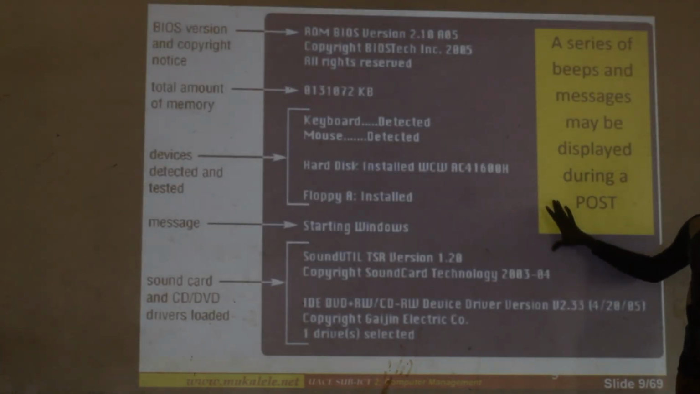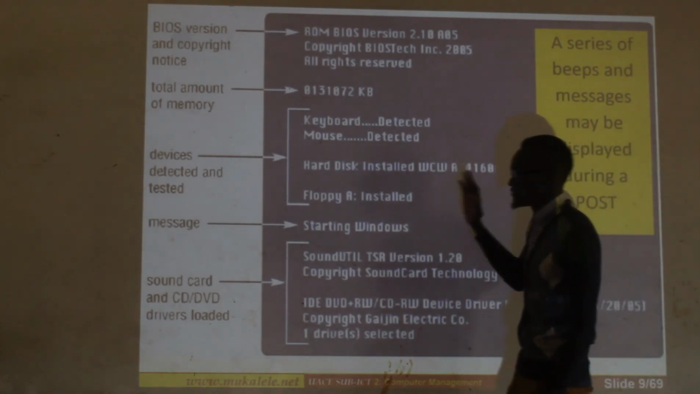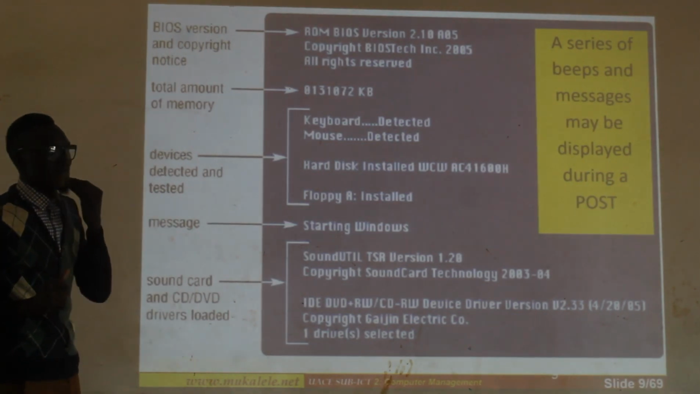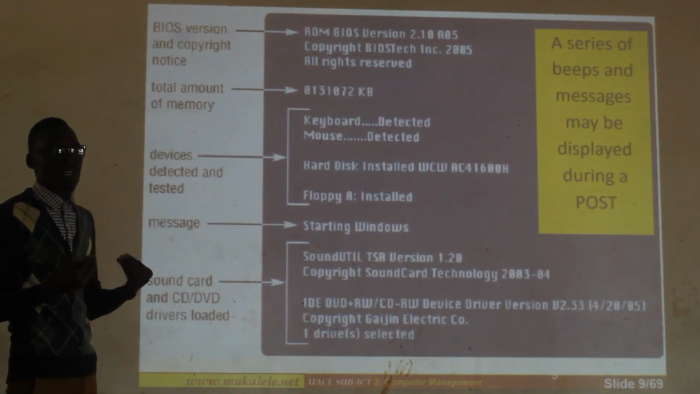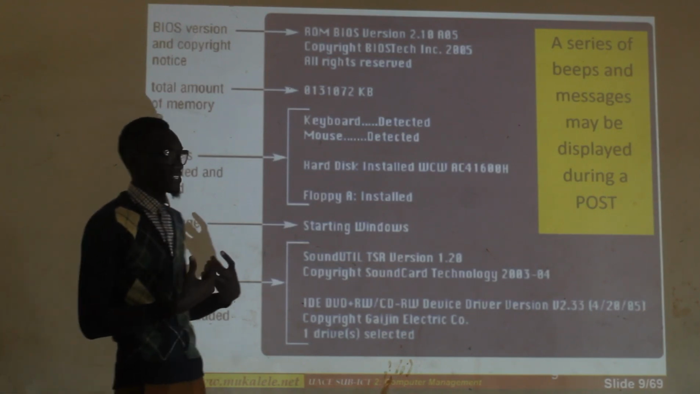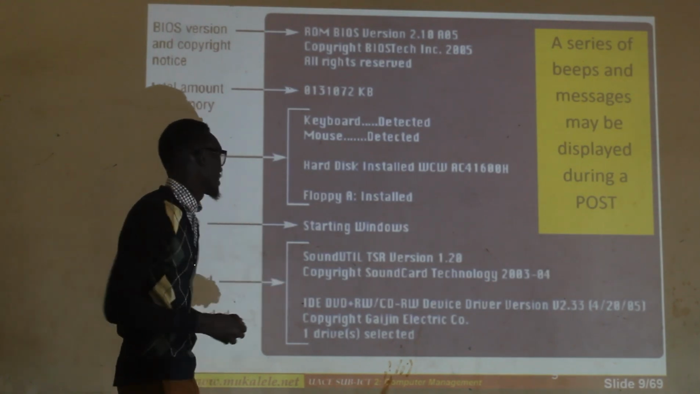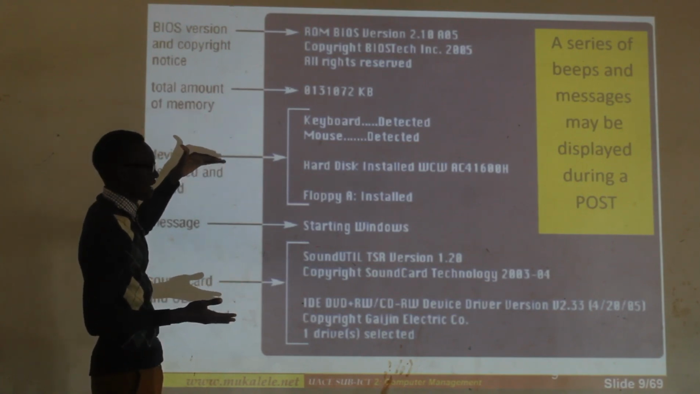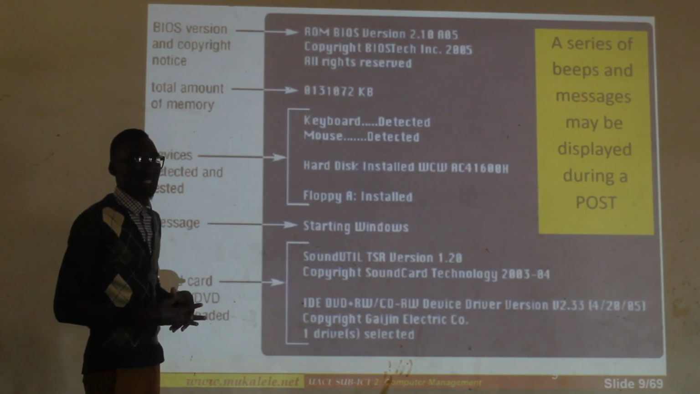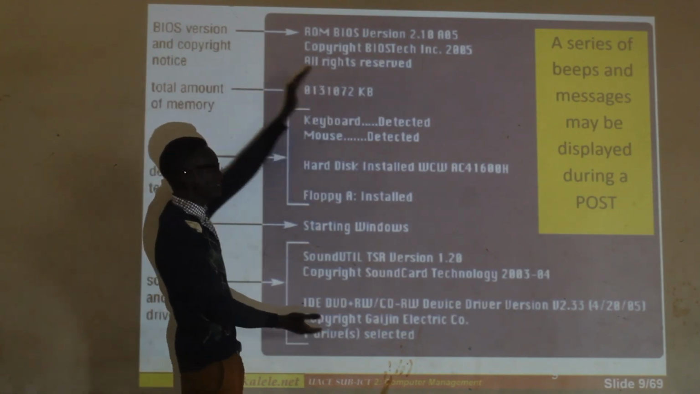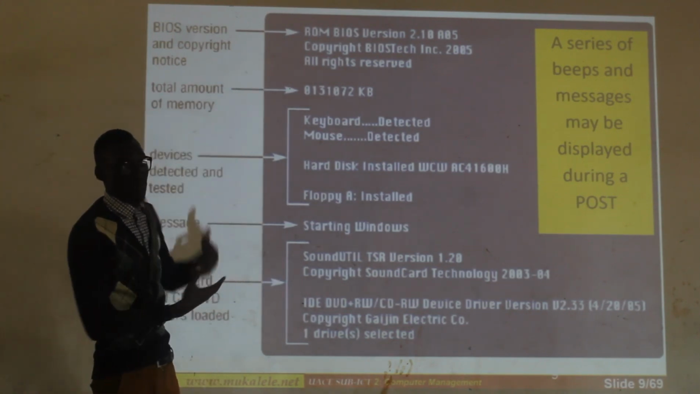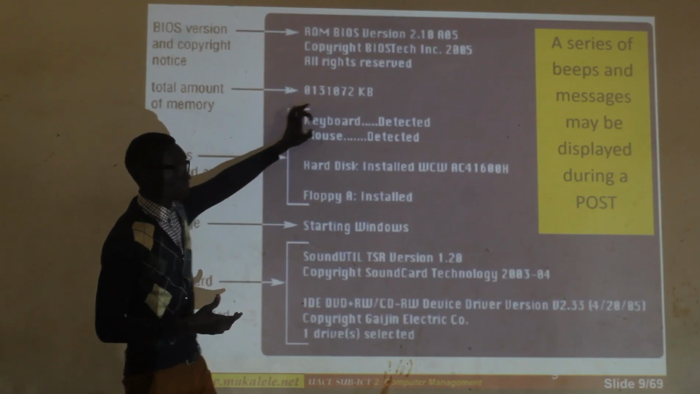So now this is what I was talking about when I mentioned the power on self-test being carried out. You will receive a series of messages and beeps, that beep sound. You will receive a series of messages displayed during the power on self-test. Once the power on self-test has been fully completed, you will see a screen that looks like this. This is just an example of a computer screen that shows up after the POST has been done. You will see that the keyboard has been detected.